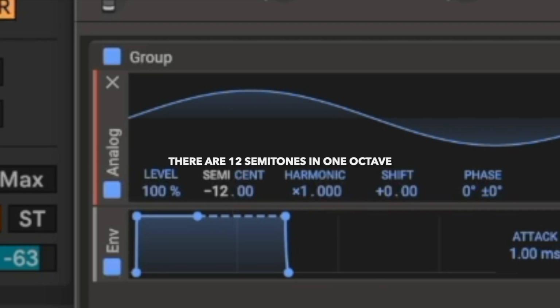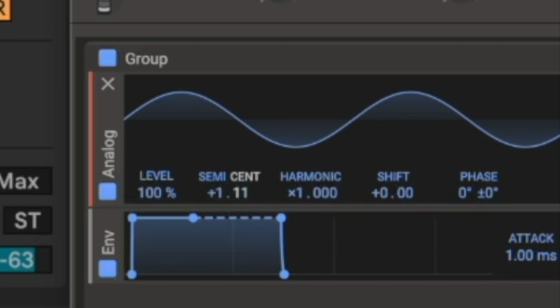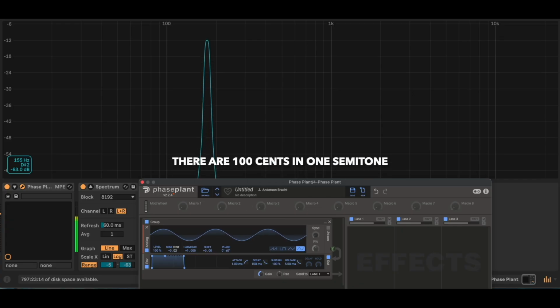The decimal points to the right of the semitones are cents. You can fine-tune a semitone by cents. There are 100 cents in a semitone.